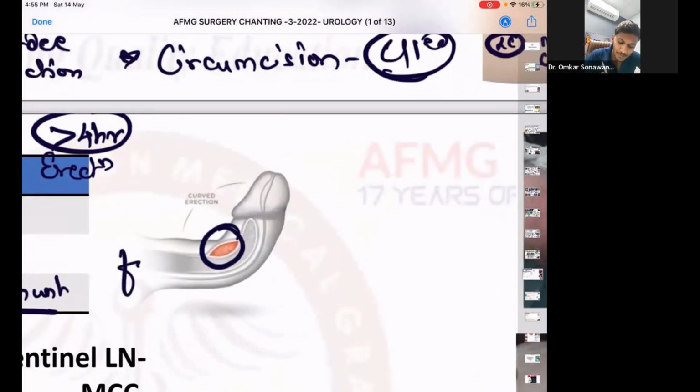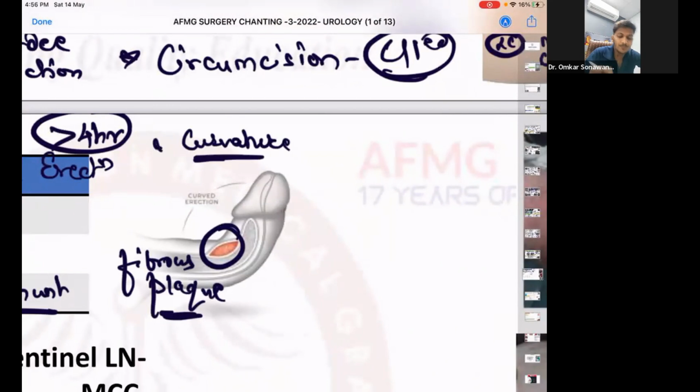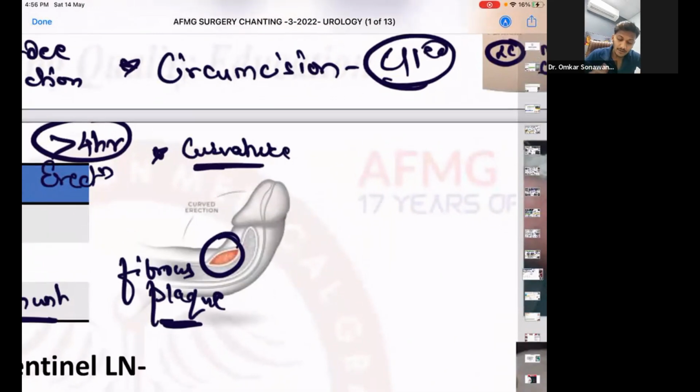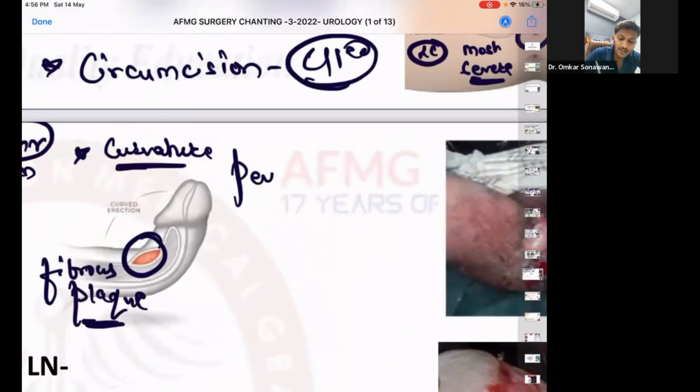Here you can see there is a fibrous plaque in the penis, and therefore due to the fibrous plaque, there is a curved erection that the patient will get. There would be a curvature, and it is usually upward, not a downward curvature like chordee. It is more prominent in cases of erection. This is what is called as Peyronie's disease.